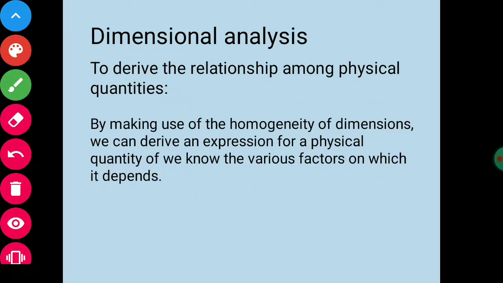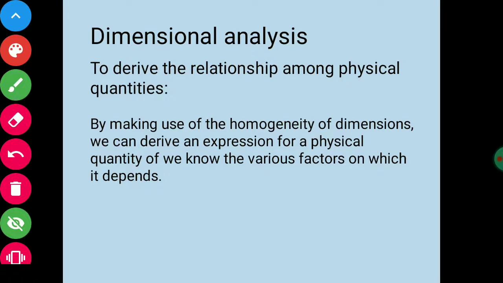So let's start with the third application of dimensional analysis: to derive the relationship among physical quantities by making use of homogeneity of dimensions. Homogeneity, what does that mean? When the dimensions of the physical quantities are the same. Homogeneity means dimensions are the same. We can derive an expression for a physical quantity if we know the various factors on which it depends.